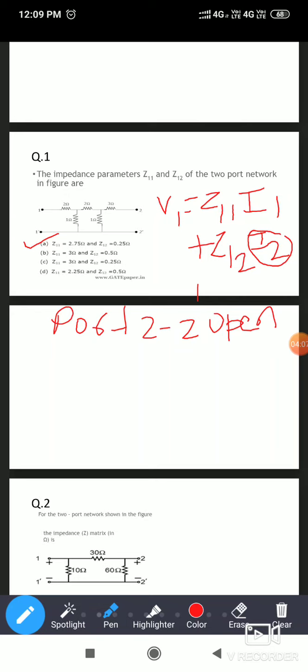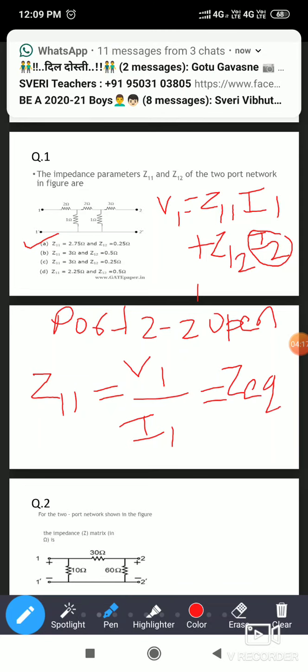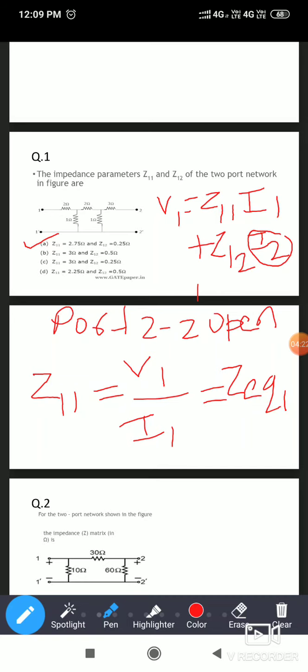Once you make it open, Z11 is equal to V1 divided by I1. V1 divided by I1 means Z equivalent 1, so simply find Z equivalent 1. How to find Z equivalent 1? You can note down all these steps in your notebook. V1 is equal to Z11 into I1 plus Z12 into I2. To find Z11, you have to put I2 as 0. This is the condition. I2 equal to 0 means port 2 dash you have to make open. Once you make port 2 dash open, Z11 is equal to V1 divided by I1.